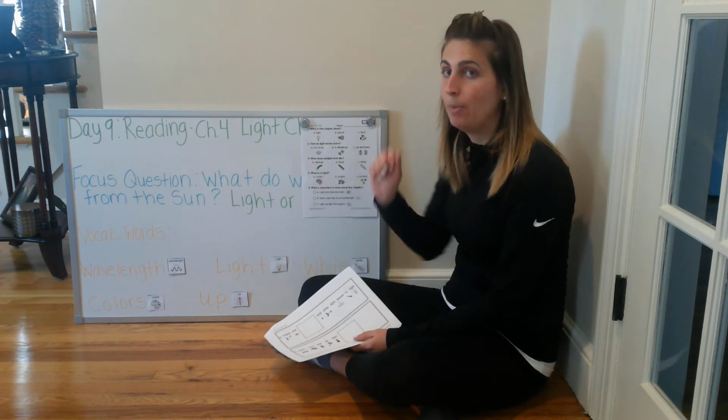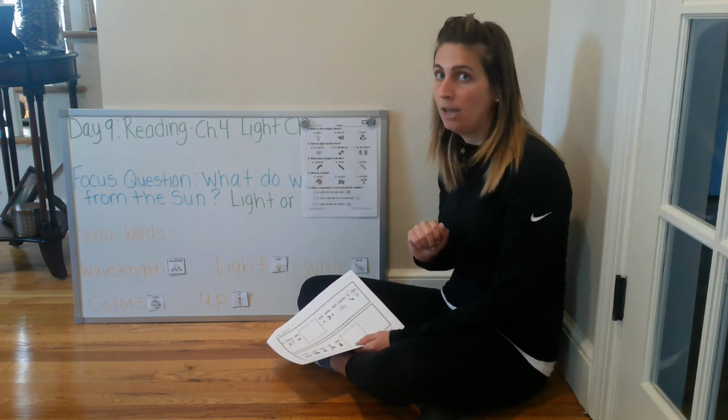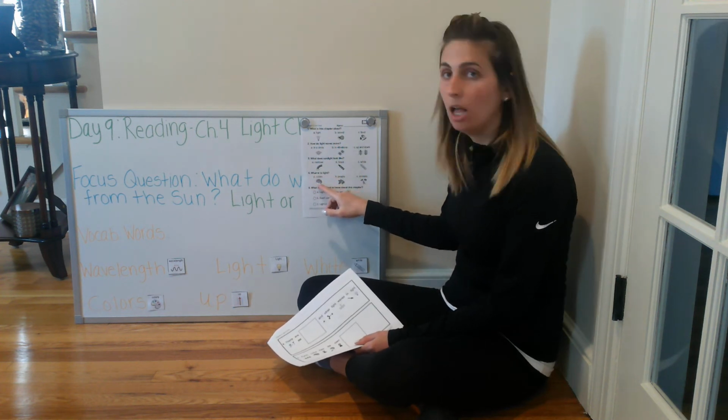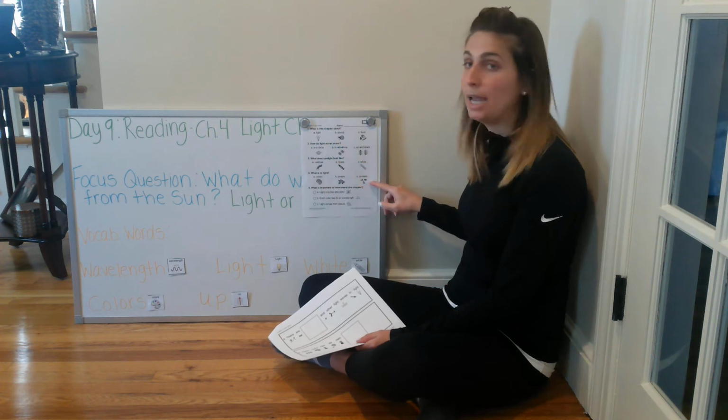Question number 4. Remember, you're circling your answer on the multiple choice. Number 4 is, what is in light? Colors, people, or animals?